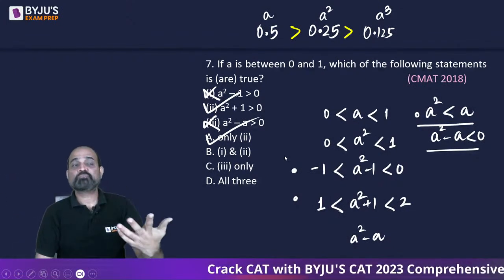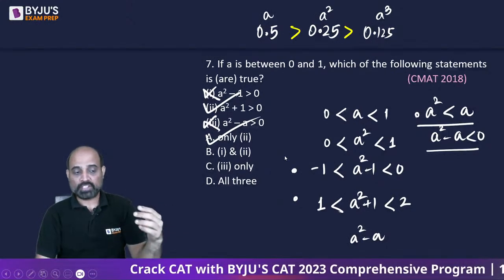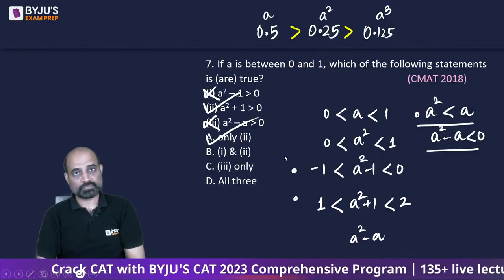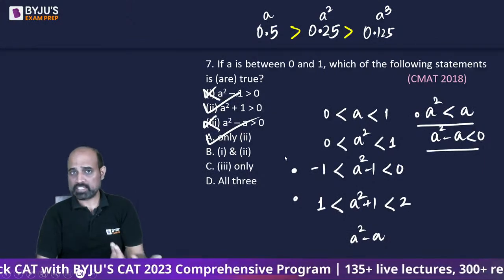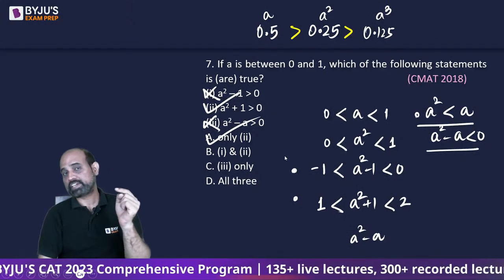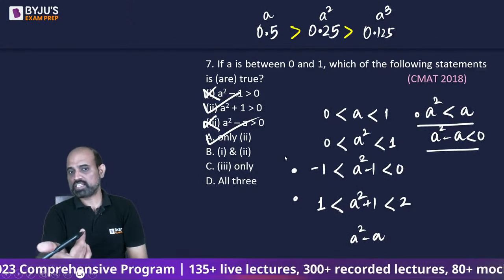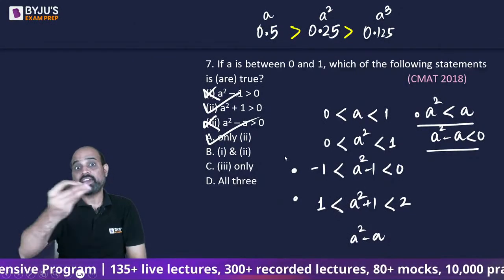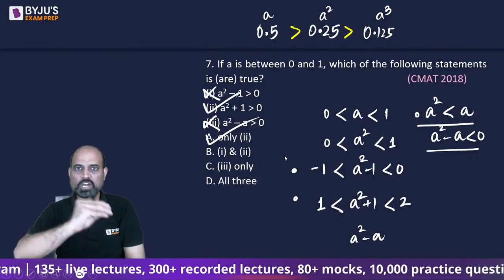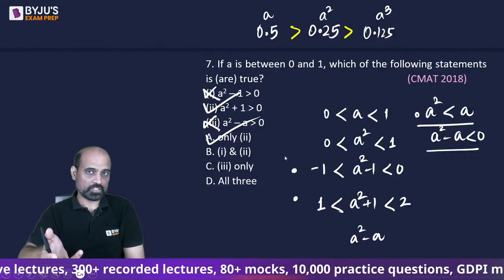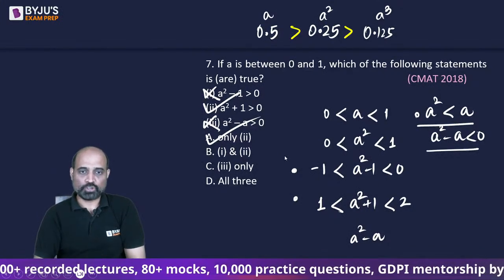With increasing power, value increases only when the base is more than 1. At 1 and 0, it stays the same. Between 0 and 1, it keeps on decreasing. So obviously, in the third one, A square is smaller in comparison to A. So A square minus A cannot be positive. It has to be negative, right? So only the second makes sense.